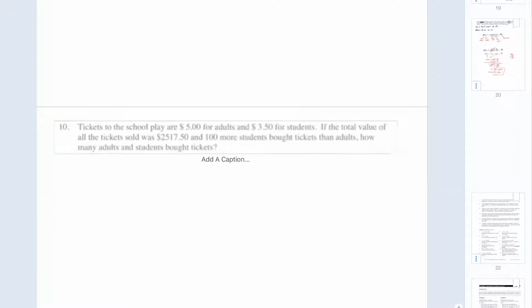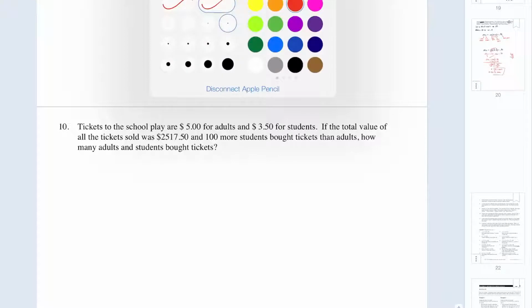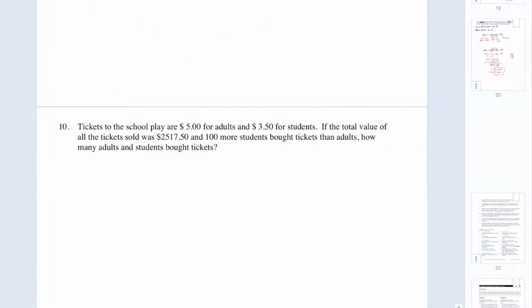We're selling tickets to a school play. That's what we're selling tickets for. Okay, so let's read this first. So tickets to the school play are $5 for adults and $3.50 for students. If the total value of all the tickets sold was $2,517.50 and 100 more students bought tickets than adults, how many adults and students bought tickets?